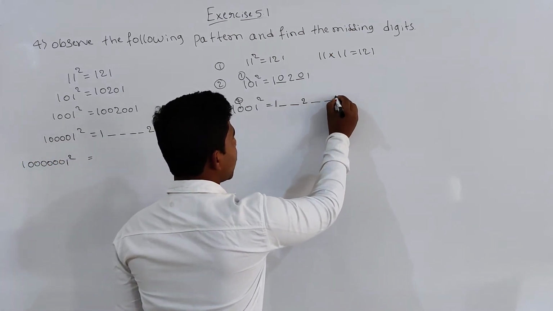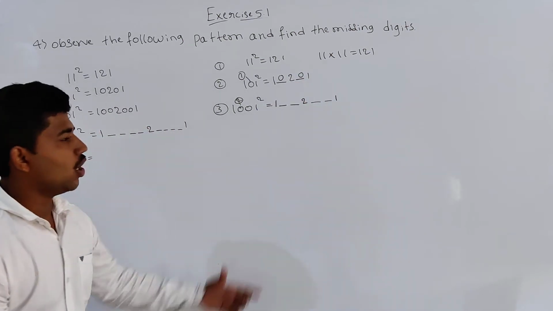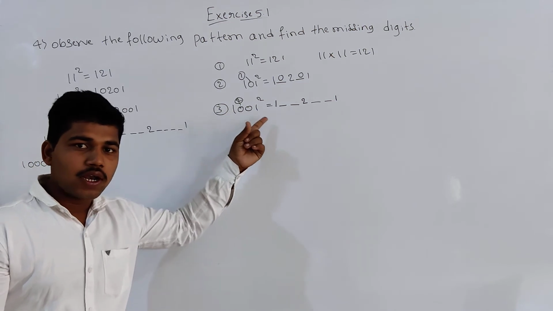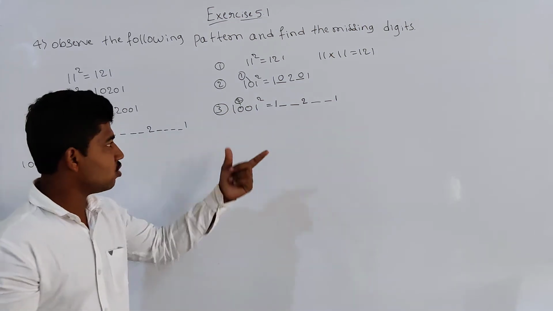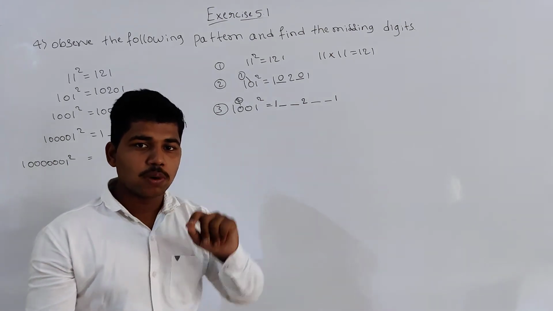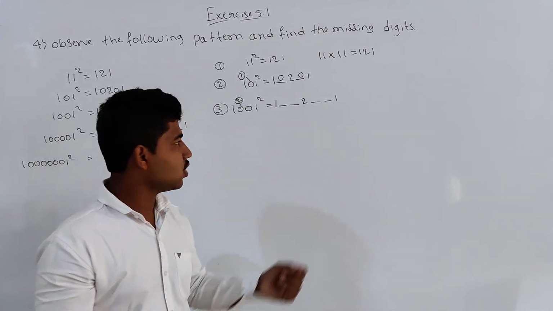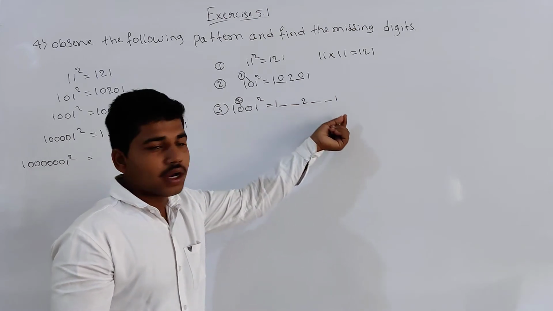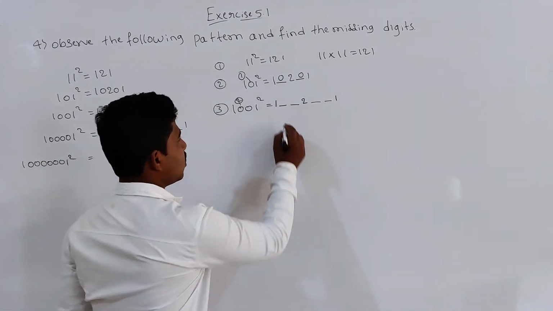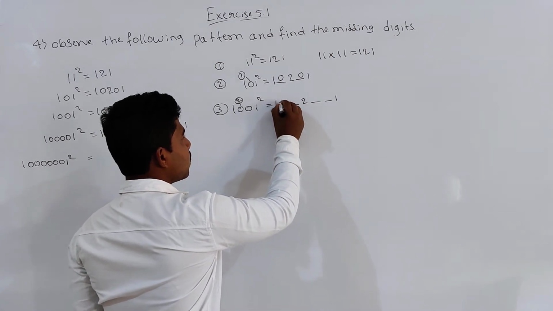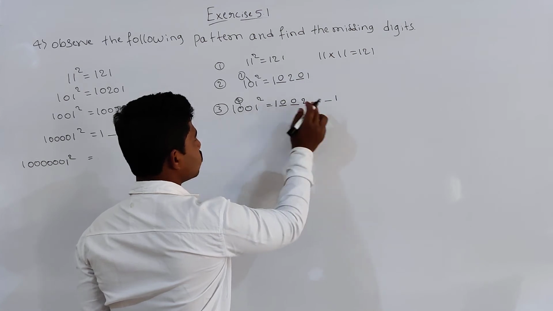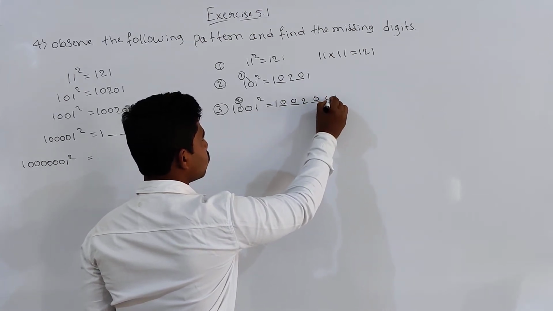1, 2, and again 1. 121, because 11 into 11 you will get the 121. Between the 1 and 1, we are having the 2 zeros. That's why you should leave the places. Between the 1 and 2, you should leave the 2 places to fill the zeros. Again from 2 to 1, you should leave the 2 places, because we are having the 2 zeros. Then you should fill the 2 places. 1, 2. Again from 2 to 1, how many zeros? 2 zeros. 1, 2.